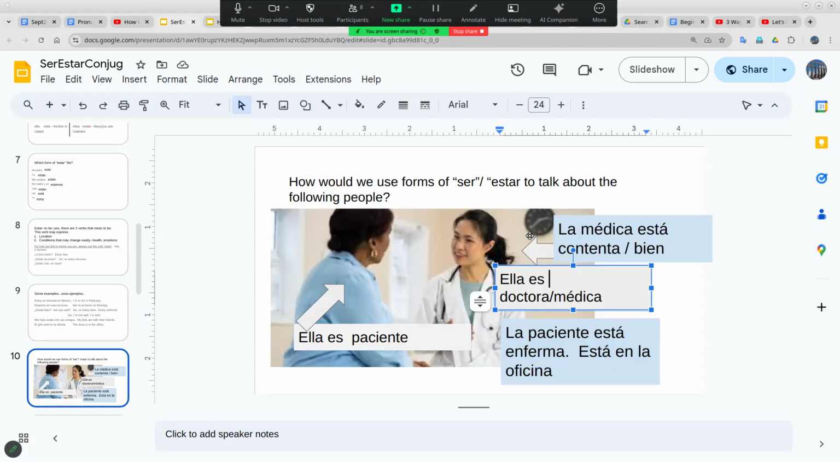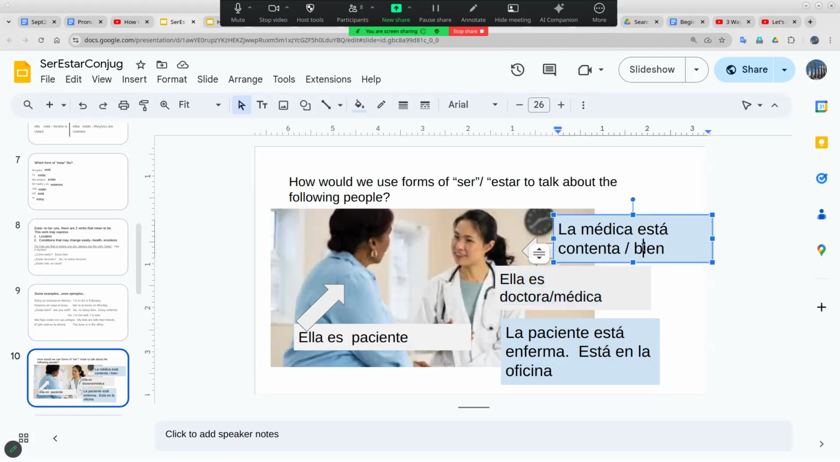La mujer a la derecha, the woman on the right. See? Ella es doctora. There are two words for doctor, by the way. You may hear either one. Ella es doctora. Es doctor. Ella es médica. Es médico. Her profession. But how she feels, la médica está contenta. Happy. We have the word content. Means you're happy. See? Está contenta. I might just say she as well. Está bien.